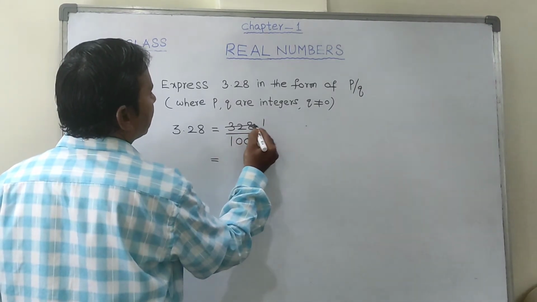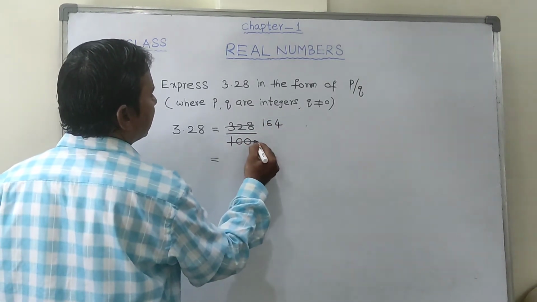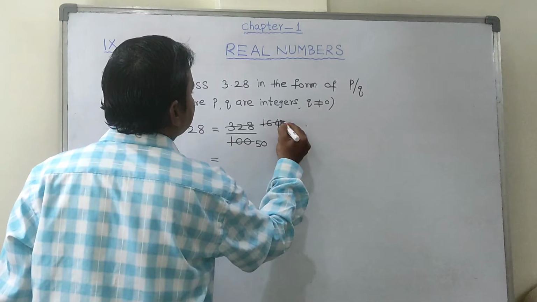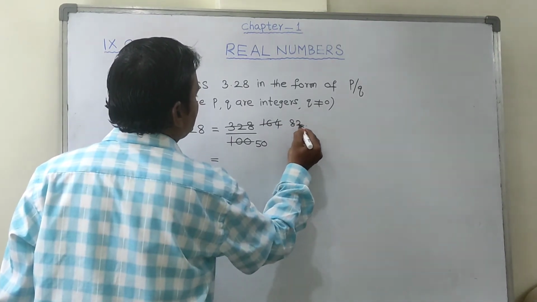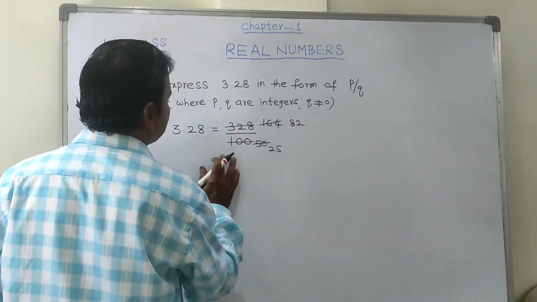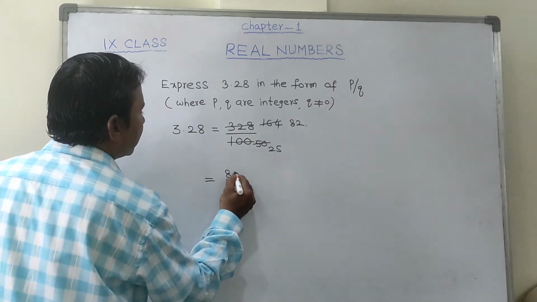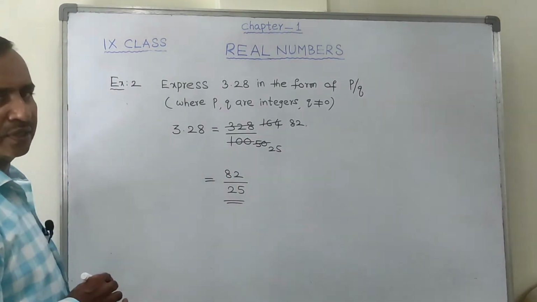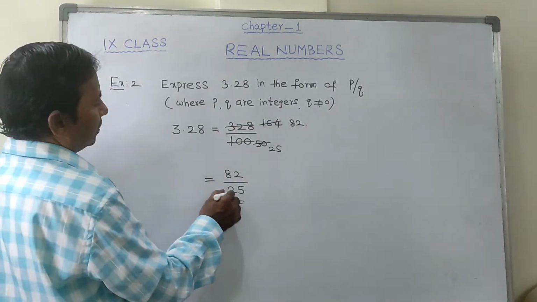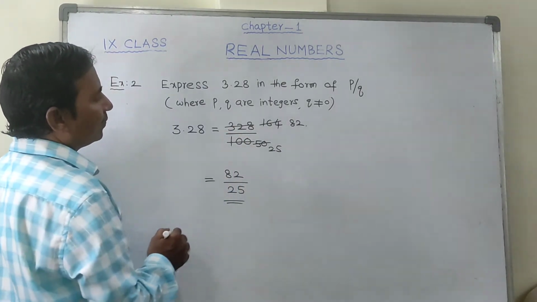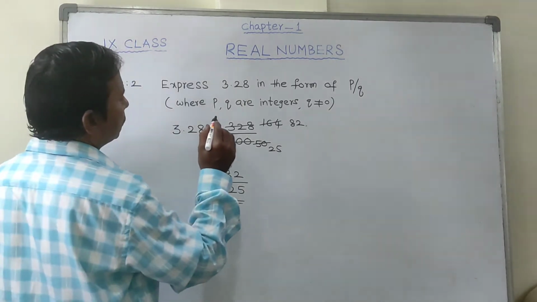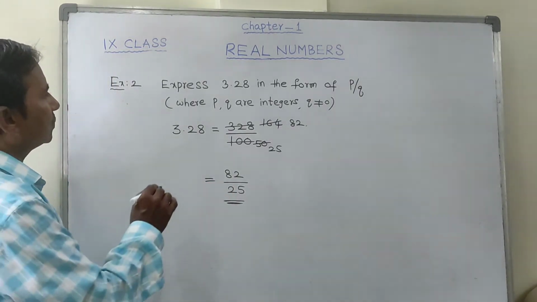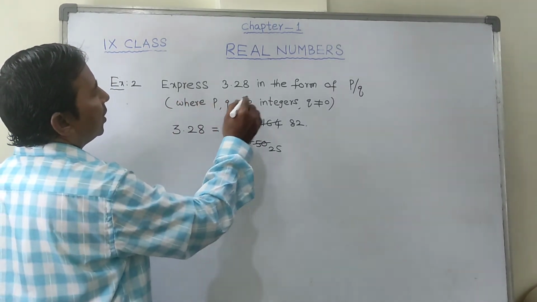2 ones are, 2 sixes are, 2 fours are, and here 2 fifties. And again you can simplify it. 2 eights are, 2 twos are, 2 twenty-fives are. Okay? So 82 by 25. So always our answer must be in the simplified manner. Whenever there is any simplification with any table, we have to do that first, and finally our answer should be like this. So this type is expressing in P by Q form.